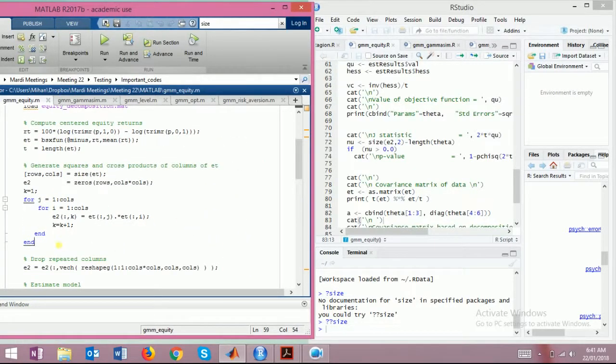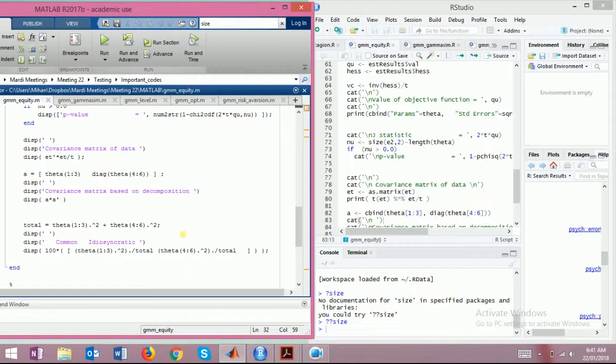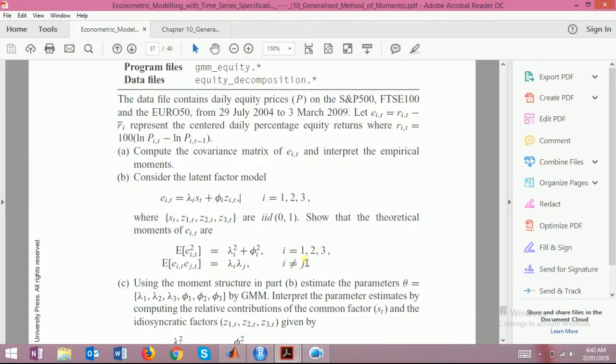So very important is squares and cross products, and then dropping repeated columns. Then we came up to here, common idiosyncrasies, and basically theta squared, I mean all of the elements are being squared, and so lambda squared divided by total gamma squared. So this is coming from the question actually. So you see sigma squared, phi squared, elements are being squared.